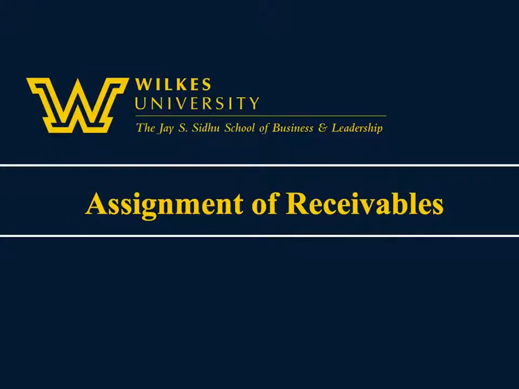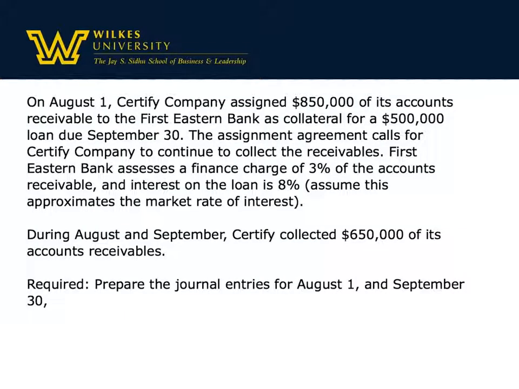This is for Intermediate Accounting, Chapter 7, on the assignment of accounts receivable. On August 1st, a company needs a loan for $500,000 and goes to a bank. The bank agrees to the loan but says they need some collateral. So the company wishing the loan assigns over $850,000 of its accounts receivable.